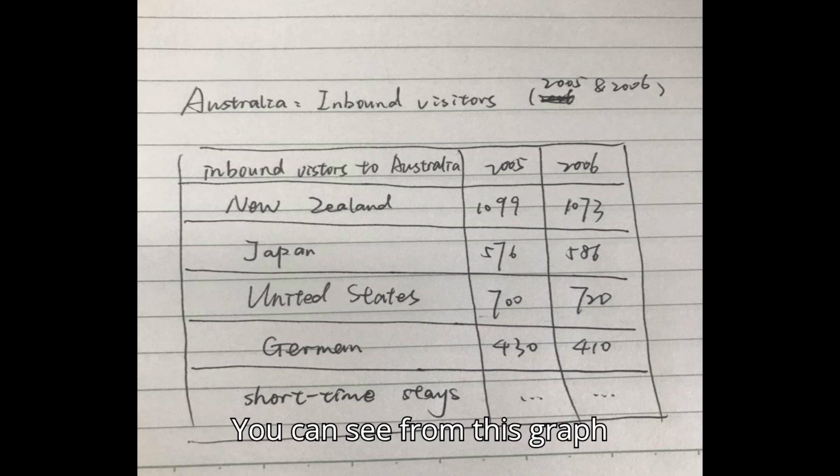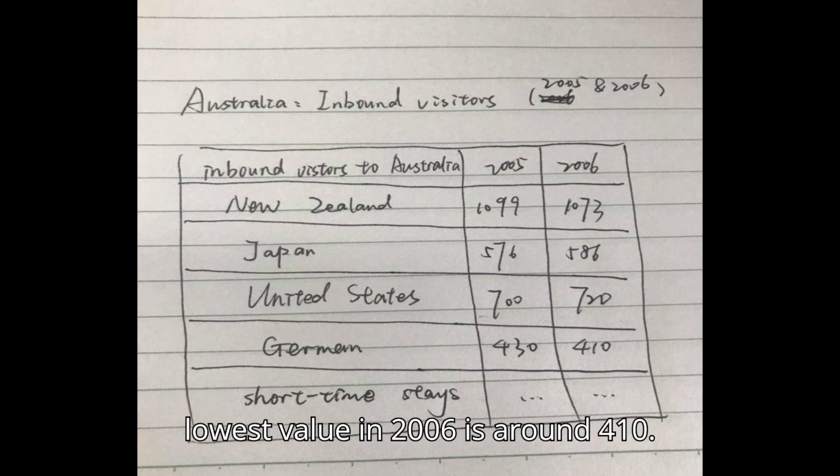You can see from this graph that the highest value in 2006 is around 1,073. You can also see from this graph that the lowest value in 2006 is around 410. In conclusion, 2005 has the highest number of visitors.